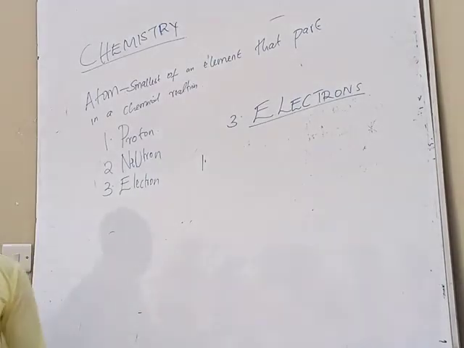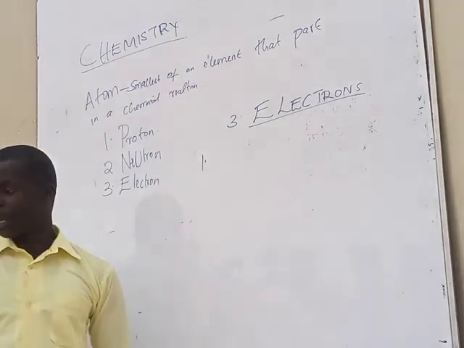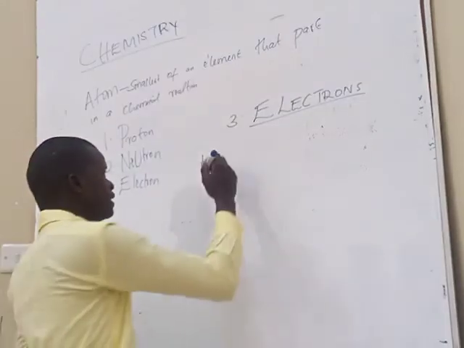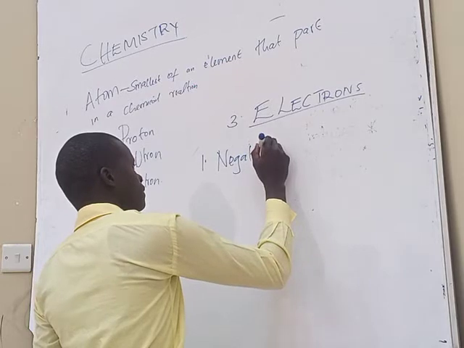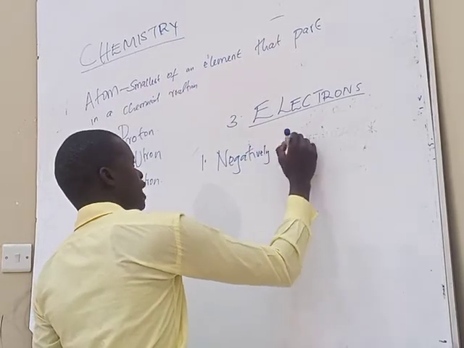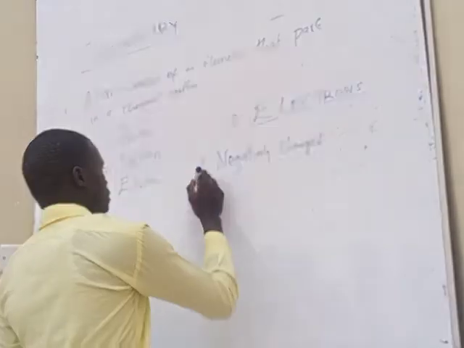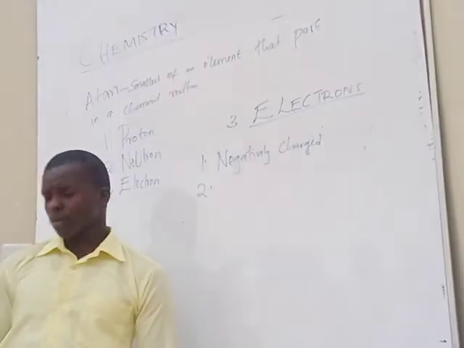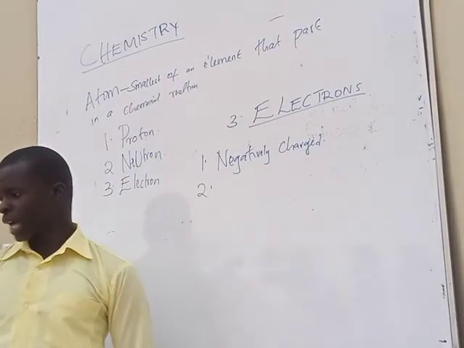So this is something about electrons. As we had said earlier, protons are positively charged, neutrons are neutral, then what about these electrons? Electrons are negatively charged. That's the first characteristic of these electrons. Then number two, as we had said, the protons and neutrons are found in the center of the atom.